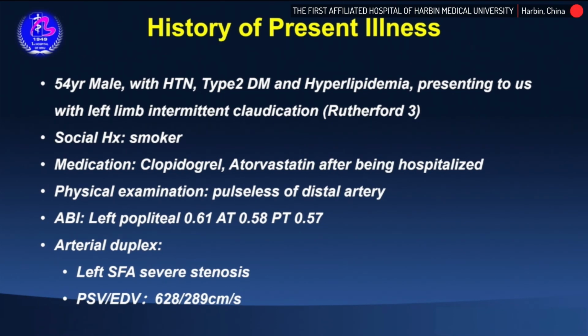For the ABI, the left popliteal is 0.761, anterior AT is 0.58, PT is 0.57. And the ultrasound reported that the left SFA has severe stenosis, and the bloodstream velocity is significantly increased.